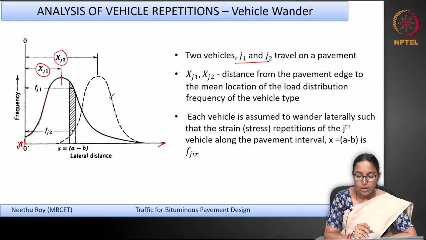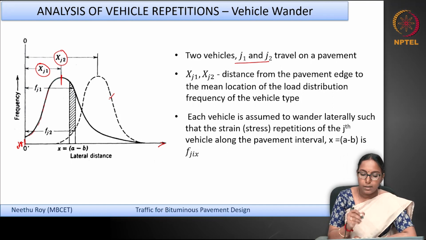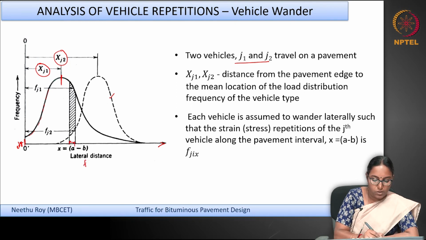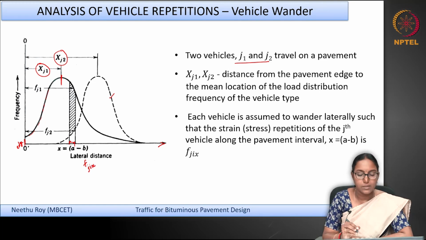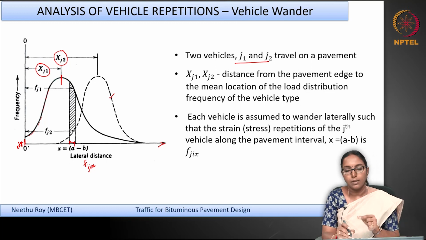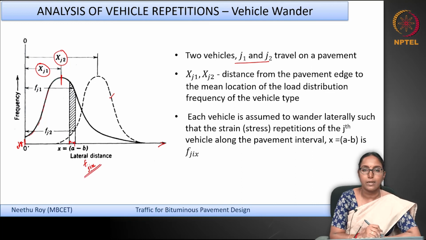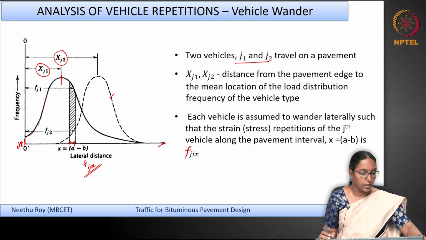Now, each vehicle is assumed to wander laterally in the pavement system such that the stress or strain repetitions of the jth vehicle along a pavement interval of a small section of x can be denoted as f_j(x). This means that I am considering, say, the J1 class of vehicle in a small distance of x in the pavement. Let the frequency of load stress or strain application be given by this small f. So this is the distribution for the first vehicle and this is the distribution for the second vehicle here.